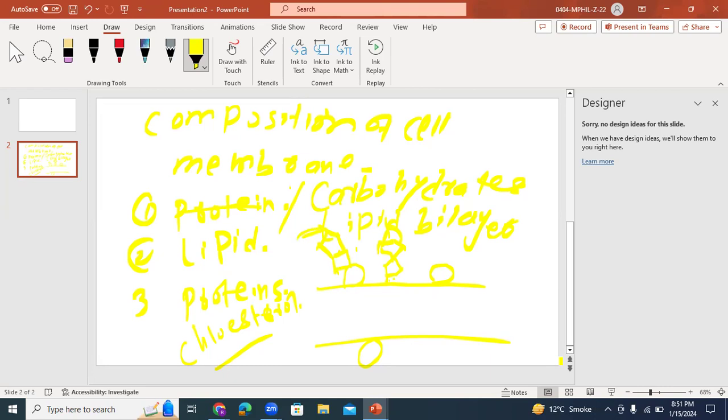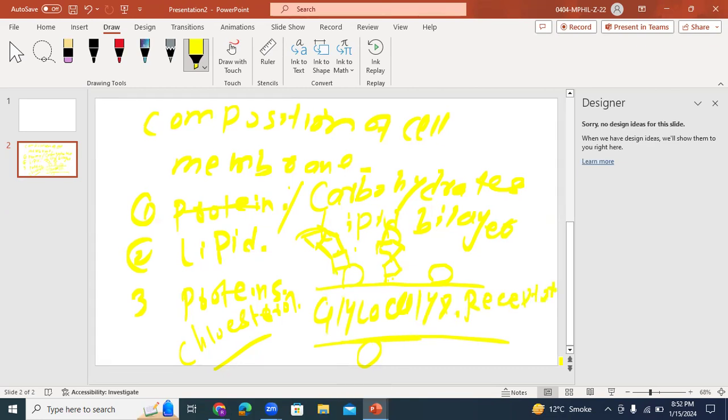What will be the function of carbohydrates? We will study another term, that is what we call glycocalyx. One way its function is to act as a receptor. It can also act as a receptor here. And there is a conjugated molecule. We always use the term conjugated molecule.